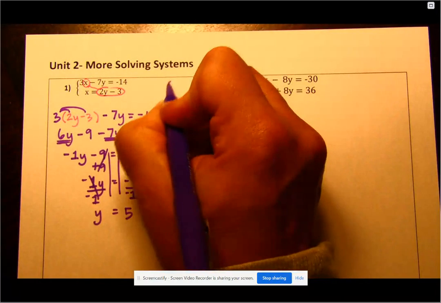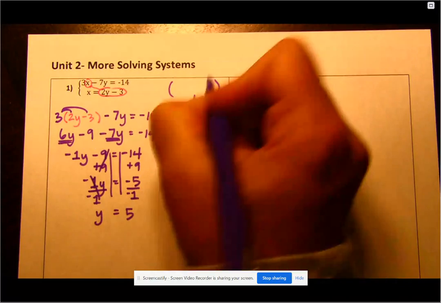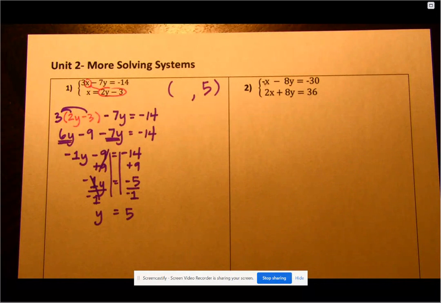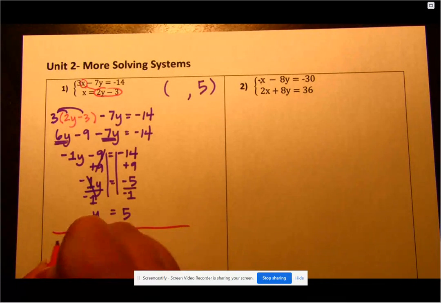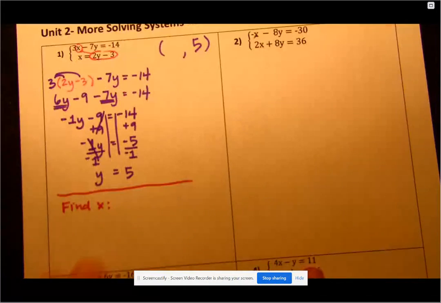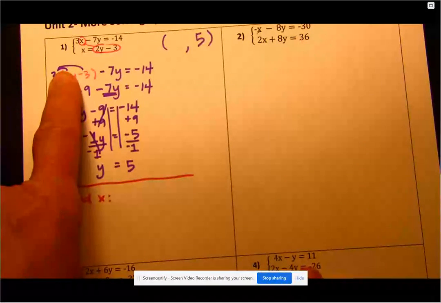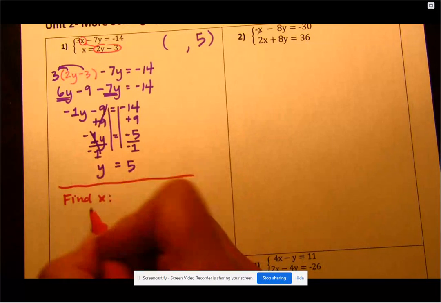So I'm going to come up here and start keeping track of my solution. I just got y is 5. So now that I have the y, I need to figure out the x. I could use either equation, but the bottom equation already has x isolated, so it'll be easier to find x using the bottom equation. So my next step, find x. Either equation will do. Okay, so you might want to think through it. X is already isolated here, so all I'll have to do is plug the 5 in and do the math over here. I won't have to do any moving around.